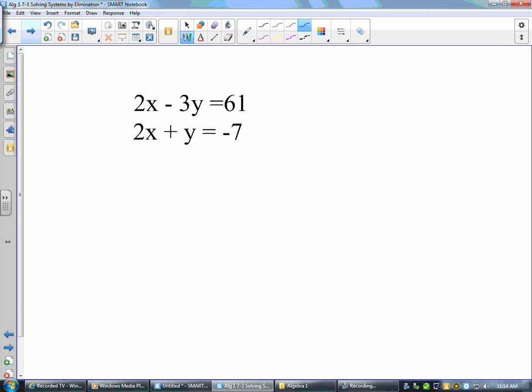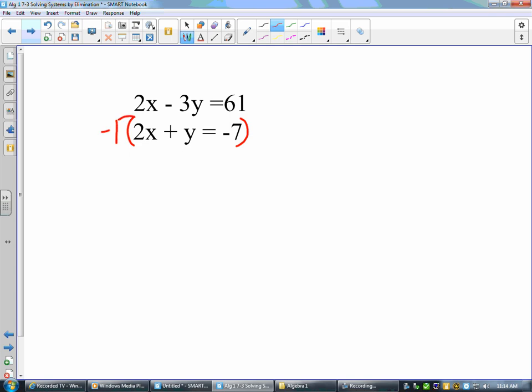Okay, now what happens if I go to add these two together? If I add these two, I'll go 2x plus 2x is 4x, minus 3y plus y is a minus 2y. Do you notice how both x and y are still there? One of them didn't eliminate. So what we're going to end up doing is multiply something times everything to make one eliminate. It doesn't matter which one, but I'm going to multiply one of these guys by a negative 1.